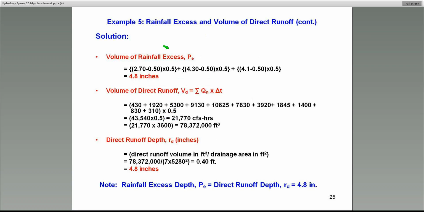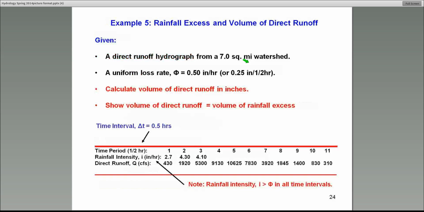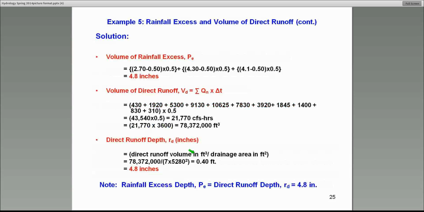Well, what you do is you take your rainfall that's given, the rainfall rate 2.7 inches per hour in the first time period. You subtract the loss rate, the phi index, of 0.5 inches per hour. So that difference gives you the rainfall excess rate, and multiply by time. So inches per hour times delta T should give you inches. Do the same thing for each time period because your hydrograph, remember, has 3 time periods. First time period, second, and third. So repeat that process for all 3 time periods and add them up. That's how I get that rainfall excess.